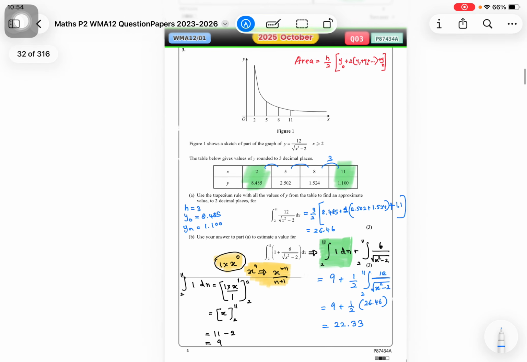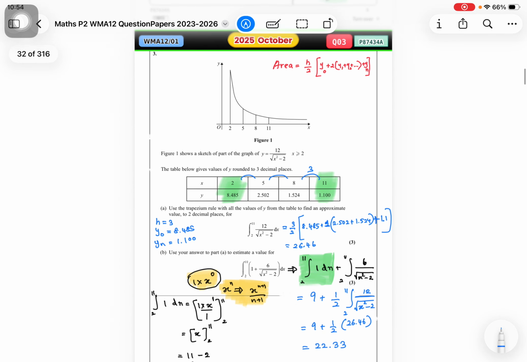So this wraps up all the trapezium question.